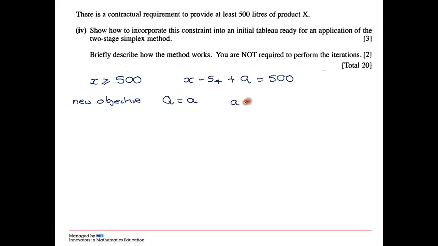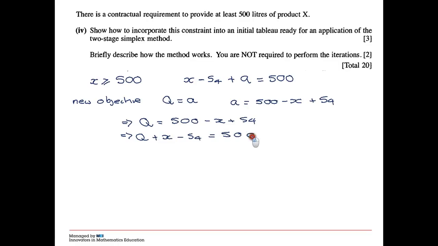So looking at this, we can say that A is going to be equal to 500 minus X plus S4. So that's going to give us Q is equal to 500 minus X plus S4, or Q plus X minus S4 is equal to 500, and that's what it will look like when it goes into the Tableau.